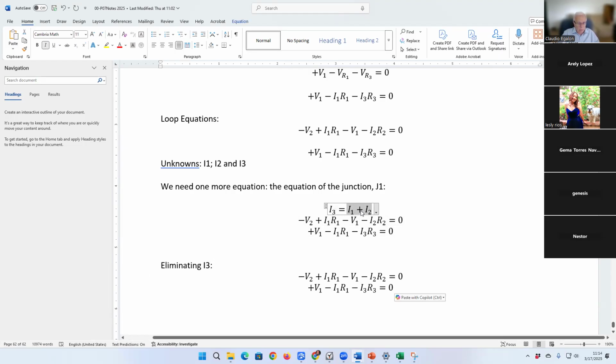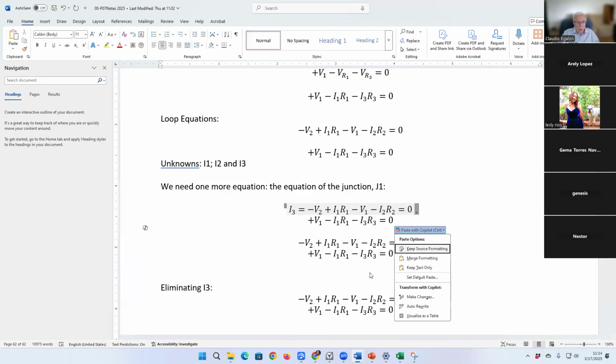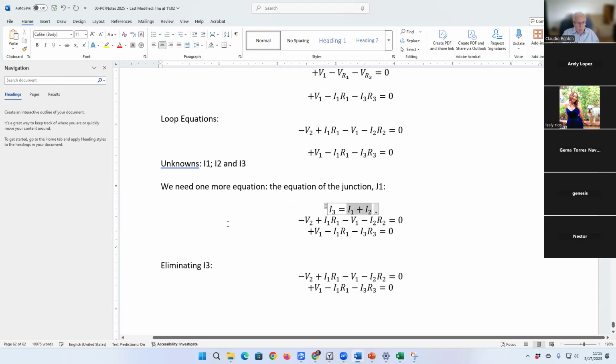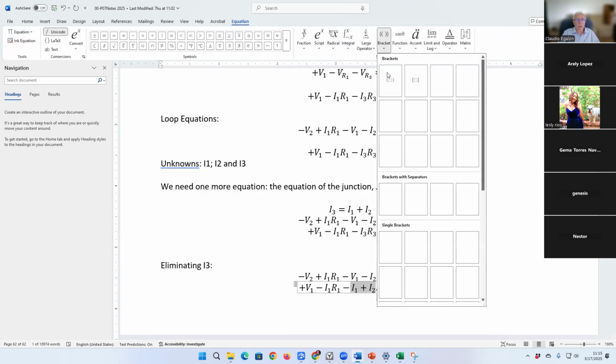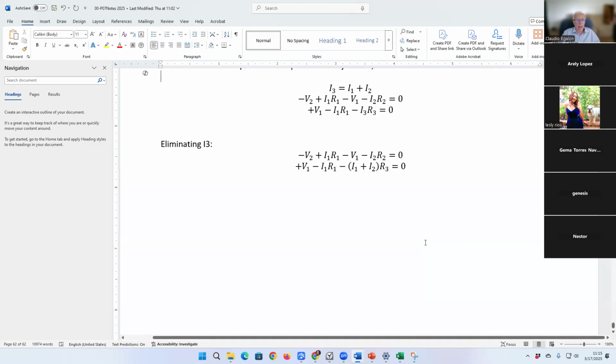Okay, I3 is gonna fit. Oh, what did I do? I want to copy that. Good. And I want to plug it in here. And don't forget, we gotta put a parenthesis. Okay. And now look what we have. We have two equations with two unknowns, I1 and I2.